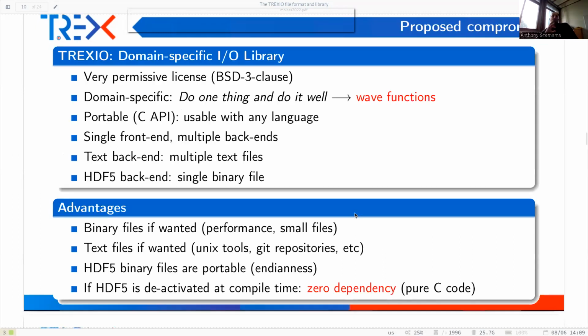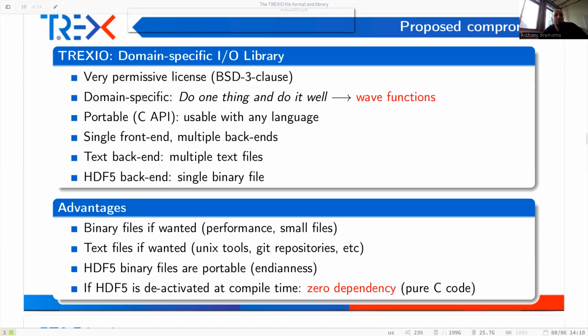But then, if we don't want to go against this Unix philosophy, then we need to use this binary representation, but being a little bit careful. So here the solution we adopted is to create a domain-specific input-output library with a very permissive license. By using this very permissive license, we say that anybody can integrate this library in his or her code. Even commercial codes can use the library with no problem.